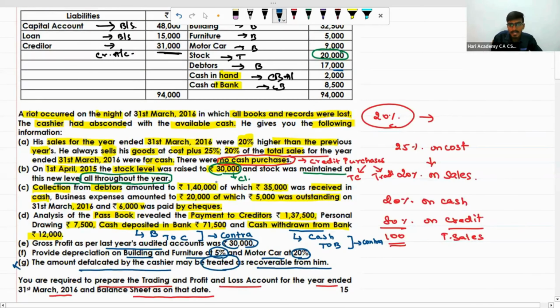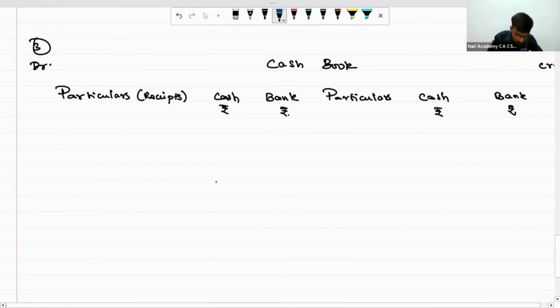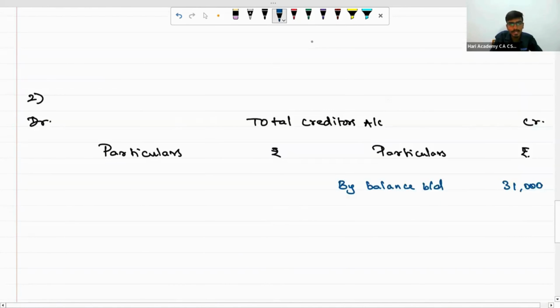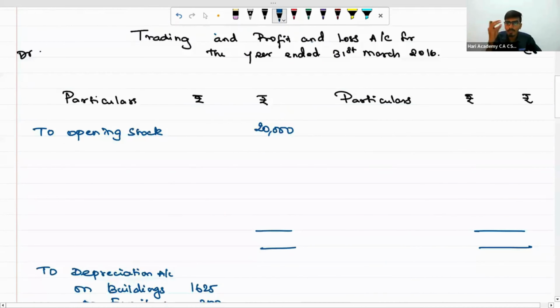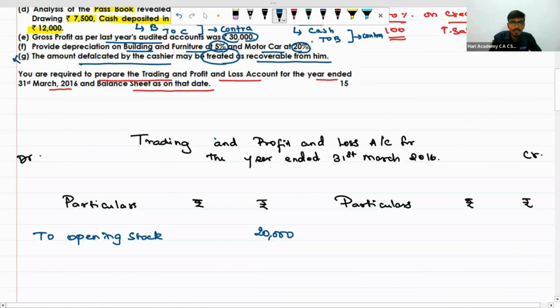Next, cash in hand and cash at bank: 2,000 and 8,500 we are doing. We will go to the cash account. We will write down to balance brought down, that is 2,000 and 8,500. Once it has been done, we are done with most of it. Partly the balance sheet is done, partly liabilities is done. The remaining cash and bank values we need to put, stock values we need to put. Again, we'll go with this.